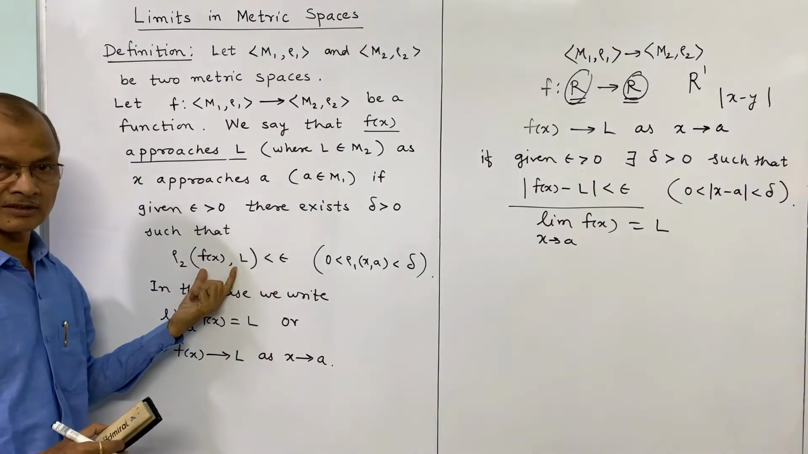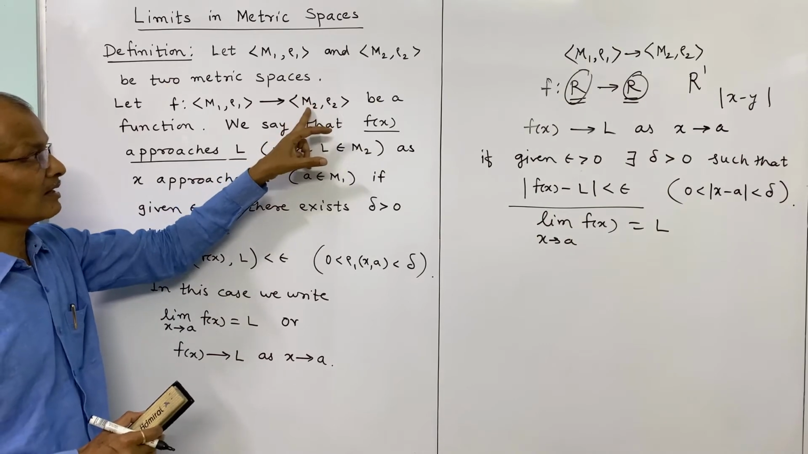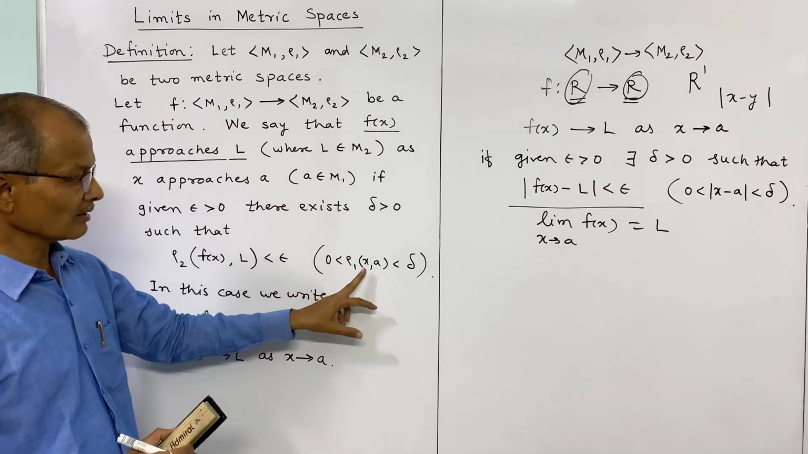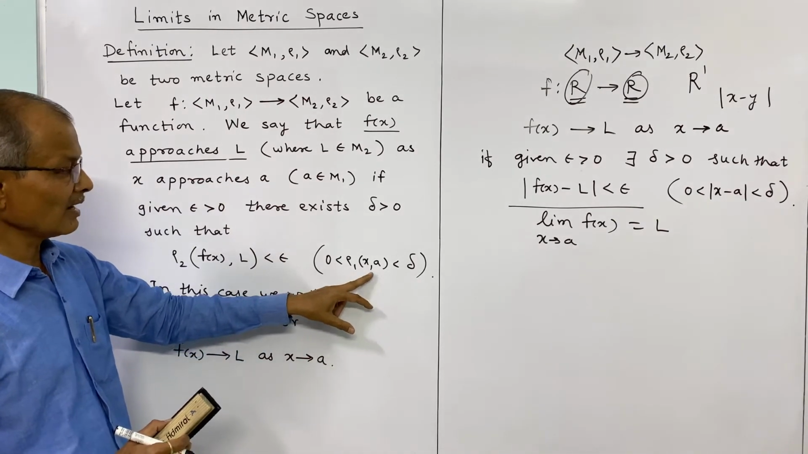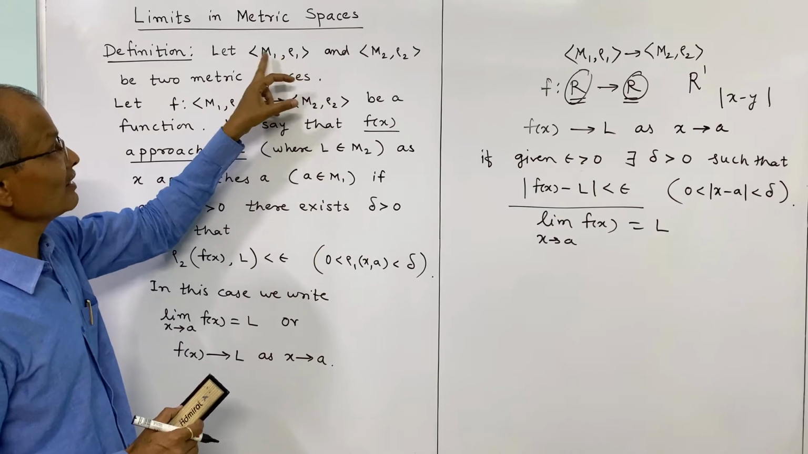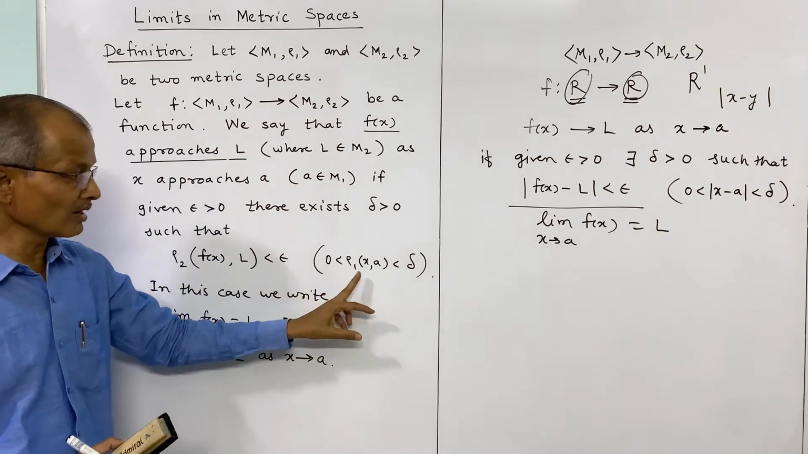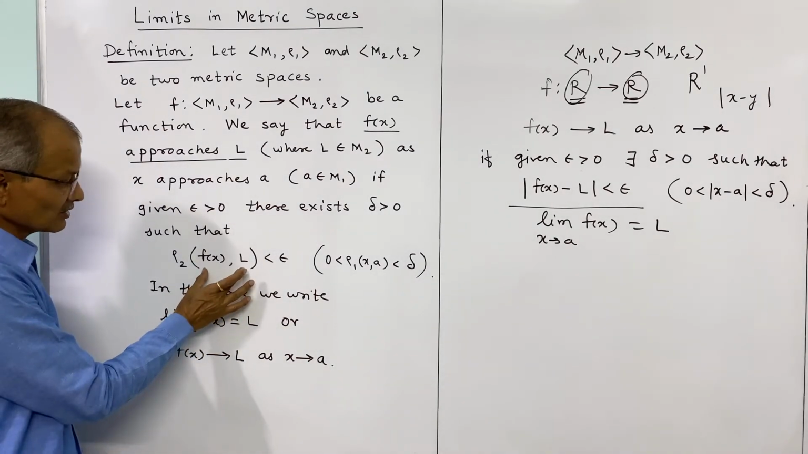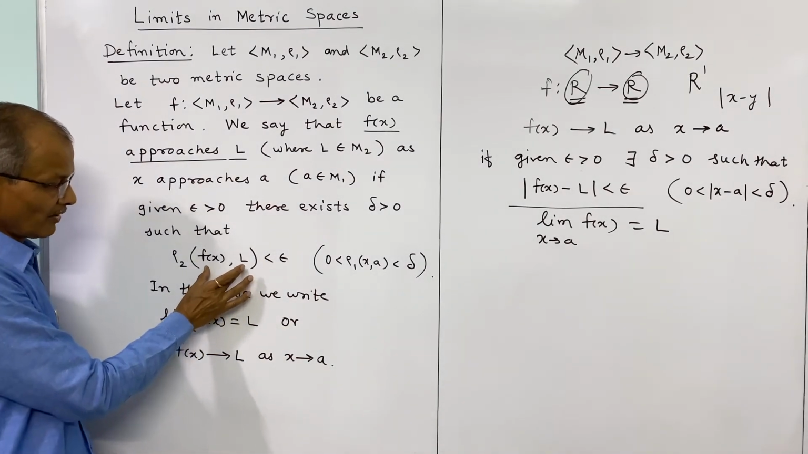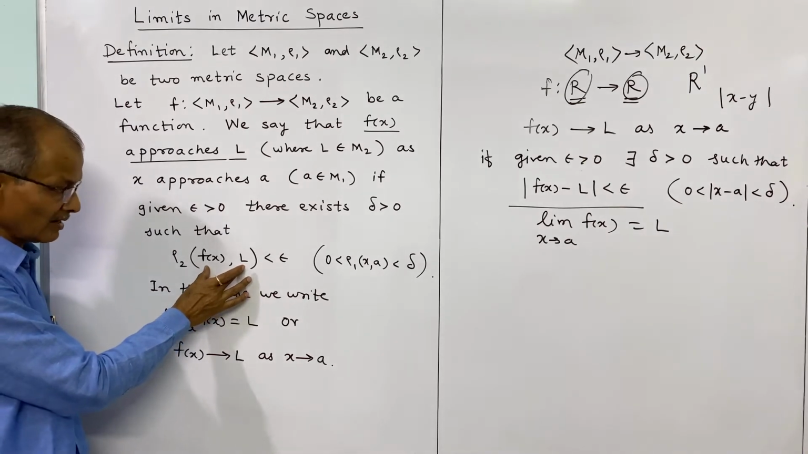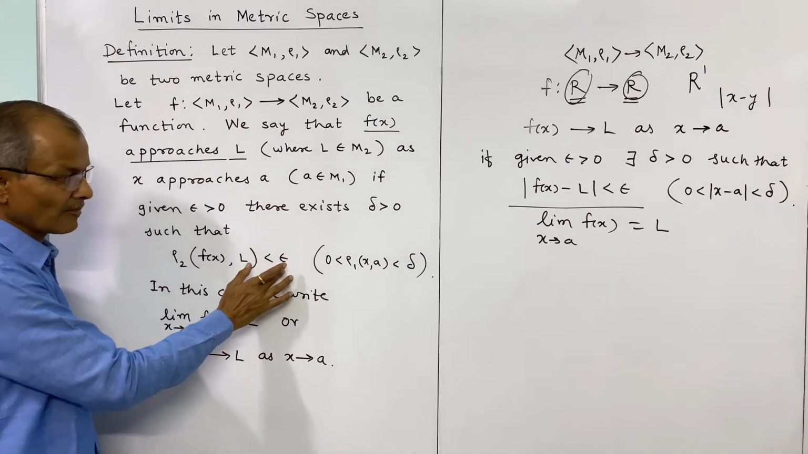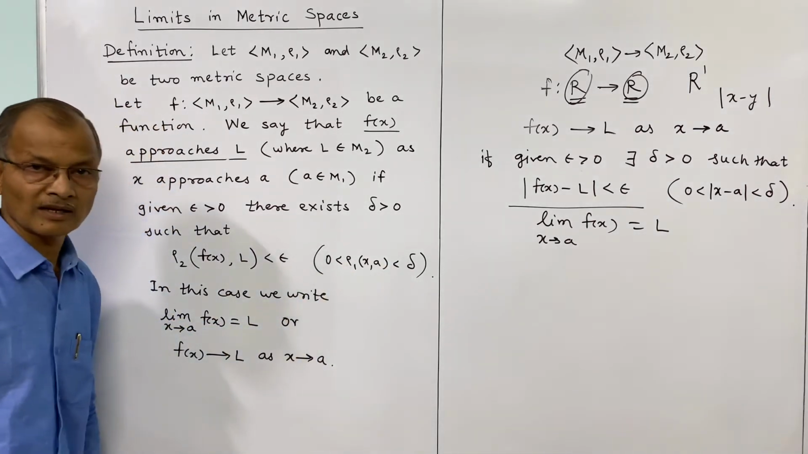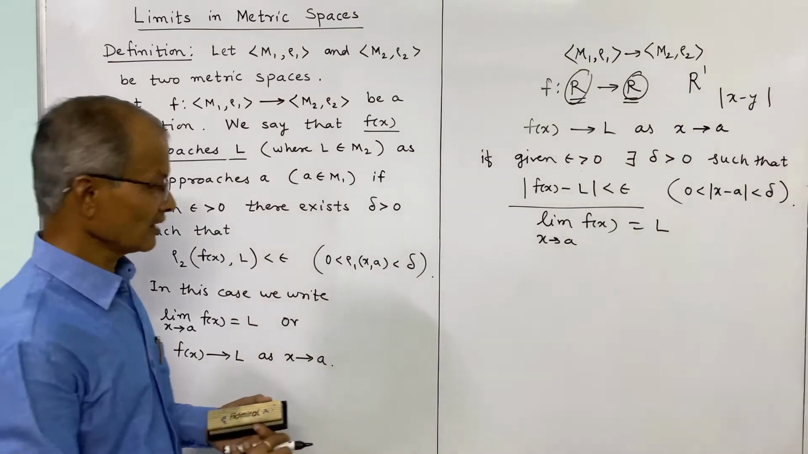That is also a distance in M2. The metric is rho 2 for M2. It is less than epsilon whenever the distance between x and A, where A and x are in M1 and the metric in M1 is rho 1, so rho 1 of x and A is less than delta. The meaning is the same. Whenever the distance of f(x) and L in M2 is less than epsilon, whenever the distance of x and A in M1 is less than delta. So that is the same definition.